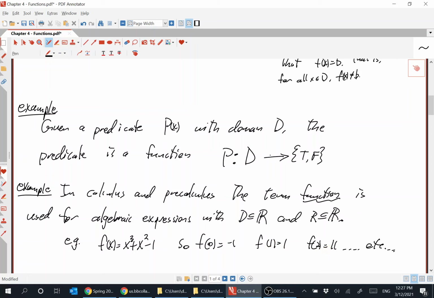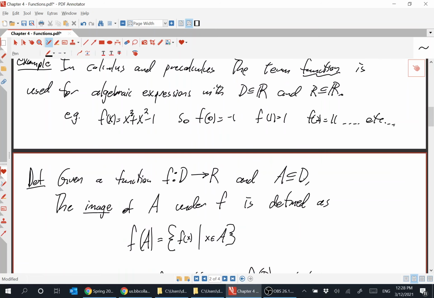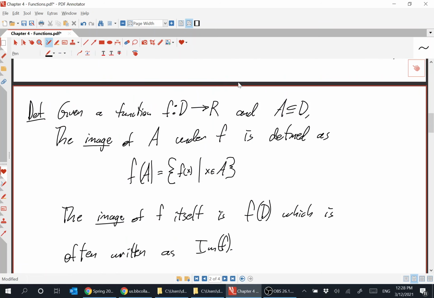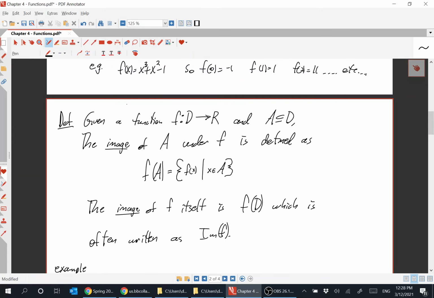Things that we've looked at, predicates, those are functions whose domain can be just about anything, and the range is always just the set {T, F}, true, false. So logic valued functions are what predicates are.